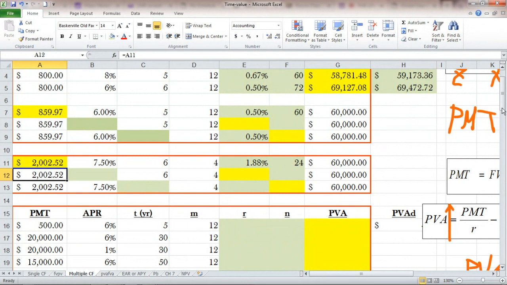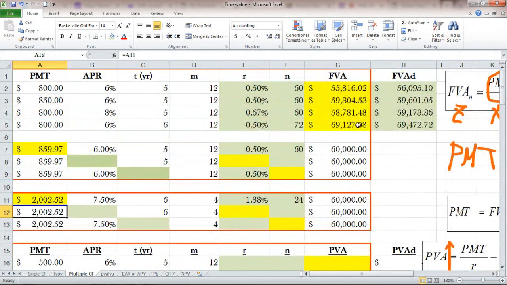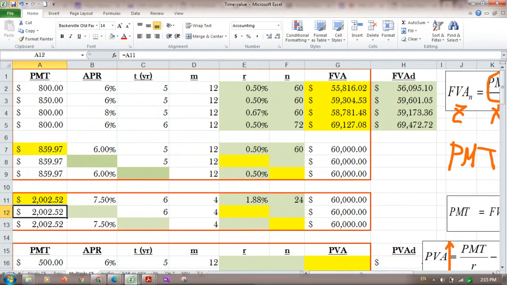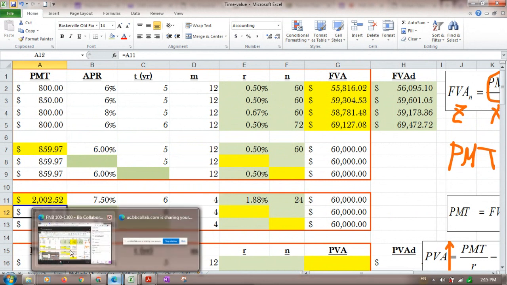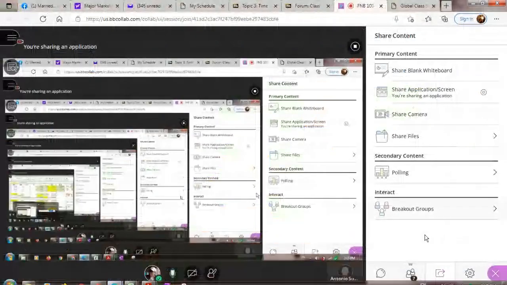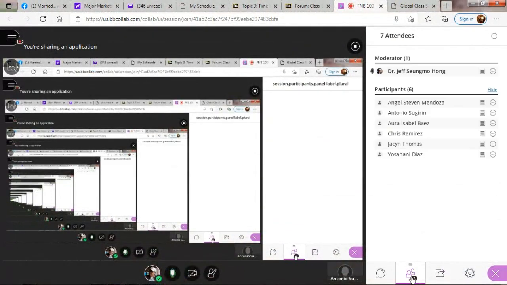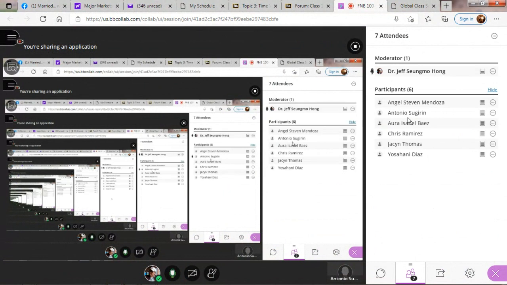So everyone got it right so far? Everyone got all the same numbers? Did everyone get the same number? I would have to assume that's yes. Okay, good.